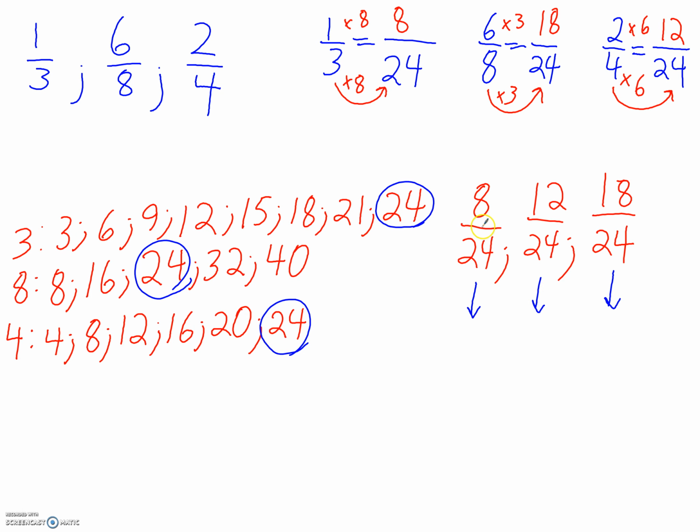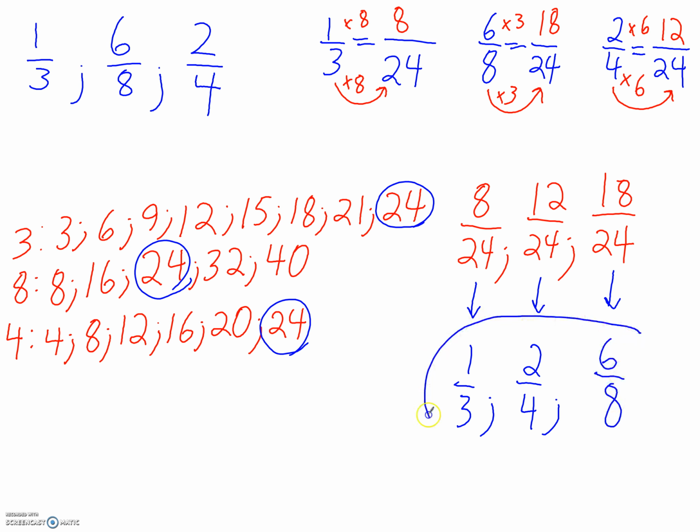So I look 8 24ths, I look up, where is that? Oh, it's over here. That was really 1/3. Next I had the 12 24ths, that's really my 2/4. And finally, my greatest is 18 24ths, and that was originally 6/8. So then this would be their final answer.